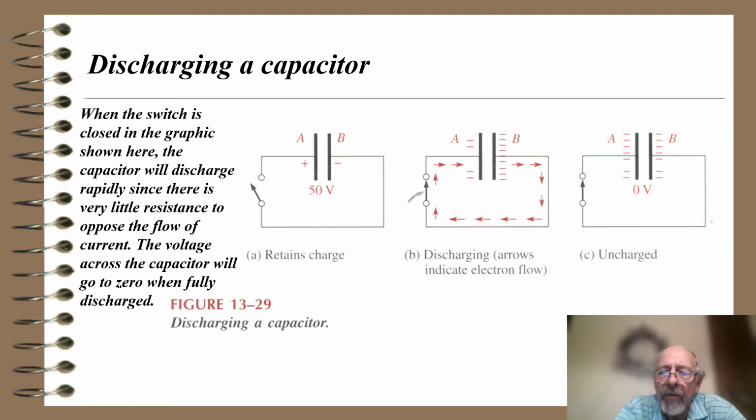Remember that voltage is the separation of charge. So, the description here: when the switch is closed in the graphic shown here, the capacitor will discharge rapidly since there's very little resistance to oppose the flow of current. The voltage across the capacitor will go to 0 when fully discharged.